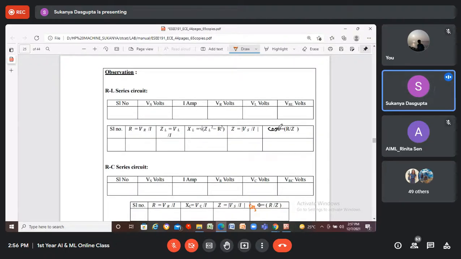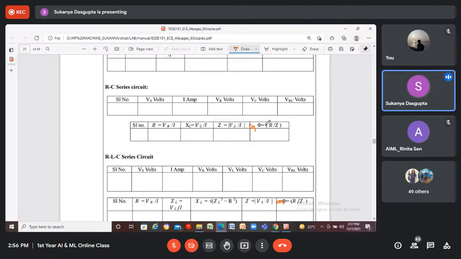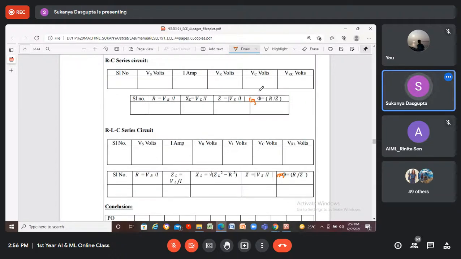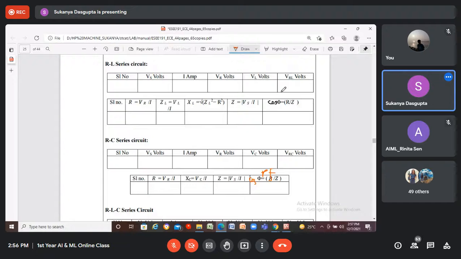Here it is written cos phi. You need to write cos phi. This cos phi is nothing but your power factor. Maybe in the classroom table it is written as phi. Please rectify. This will be cos of phi. Power factor is cos of phi equals R by Z.